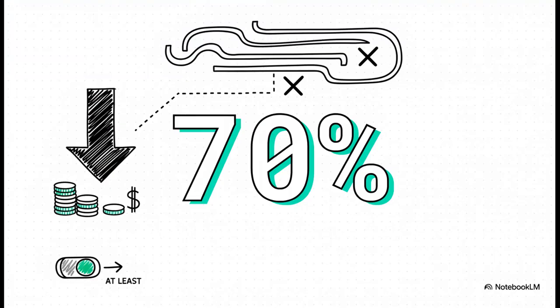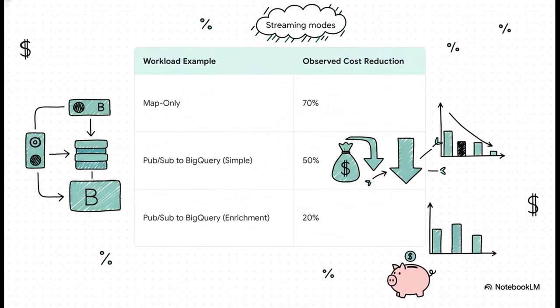Let's just start with the headline number, because it's a big one. For certain kinds of workloads, especially those simple transformation jobs, just making the switch from exactly once to at least once can slash your costs by up to 70%. I mean, that is a massive saving for changing a single setting. And this isn't some weird one-off thing. The benchmarks show these savings across a lot of common use cases. You're moving data from PubSub to BigQuery, that's a 50% cost reduction. Even a more complex job, one that does data enrichment, still sees a 20% drop. These are real savings on workloads you're probably running right now.